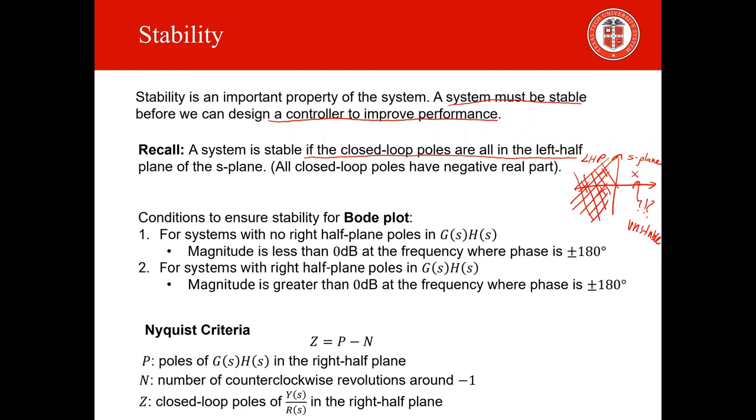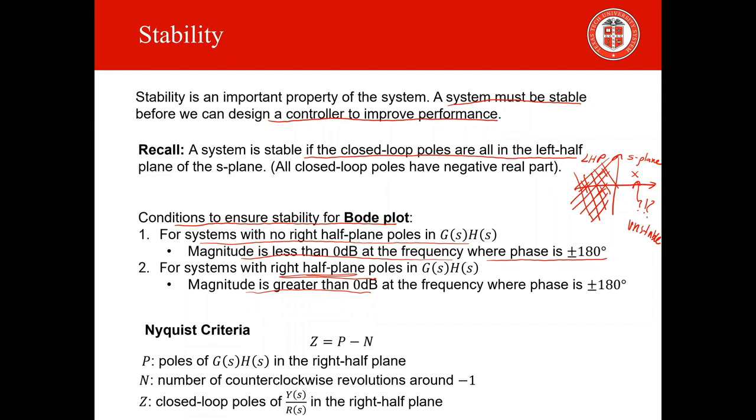Okay, so we talked about these conditions for the Bode plot. For systems with no right half plane poles, the magnitude is less than 0 decibels where the phase is at plus or minus 180 degrees. And it's the opposite: for the system to be stable, it has to be greater than 0 dB if there are right half plane poles.